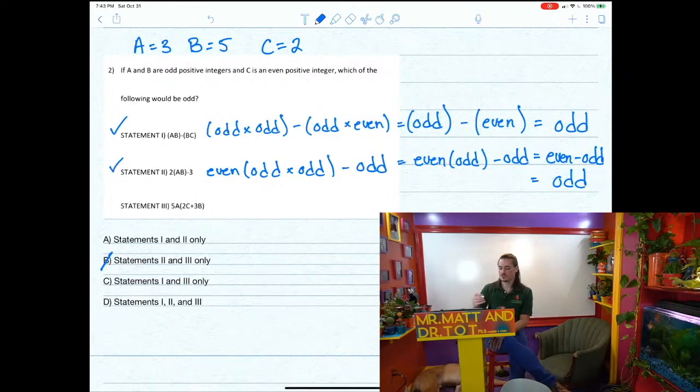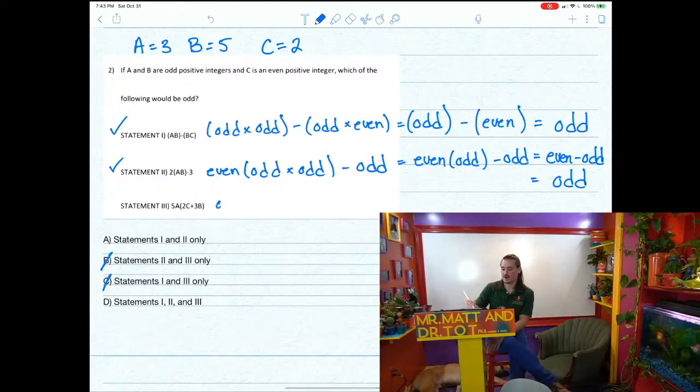So if statement 2 is true, notice we can eliminate answer selection C. So we're down to a 50-50 shot. It's either statements 1 and 2 only, or it's statements 1, 2, and 3, depending on whether statement 3 is true. Statement 3 says 5A times the quantity 2C plus 3B. So again, just label the numeric values according to their corresponding characteristics. So 5 is odd.